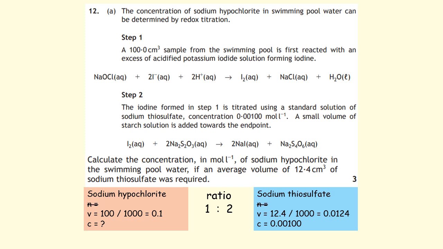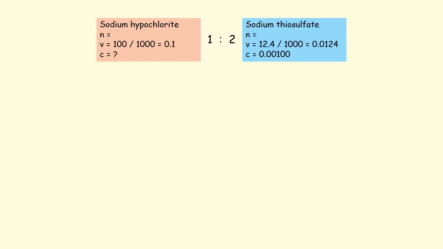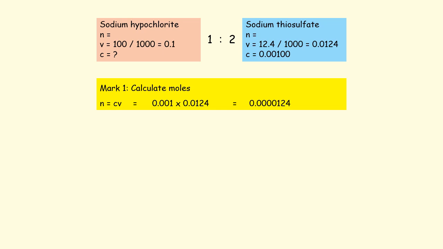And what you can do then is just go through your 3 steps. So reading the question, take the time. Take at least 2 minutes to identify what's what and then do your maths, because you've got to set yourself up for success. Calculate moles, n equals c times v, so it is the numbers for thiosulfate. And this time, 0.000124 or 1.24 times 10 to the negative 5.